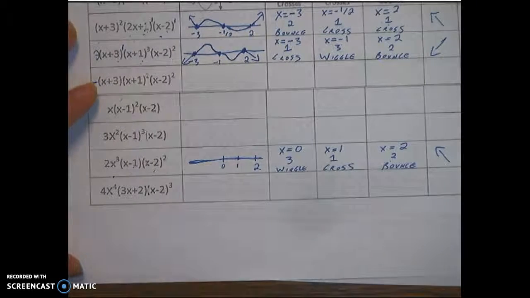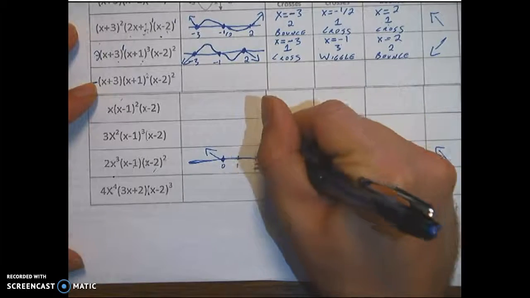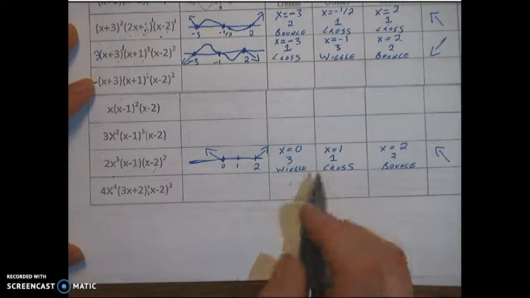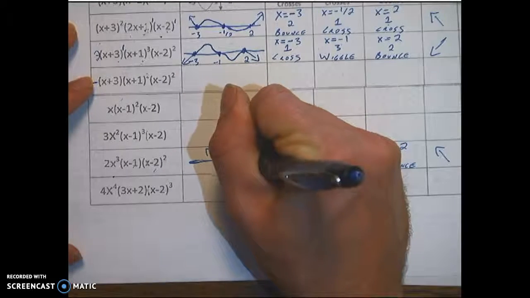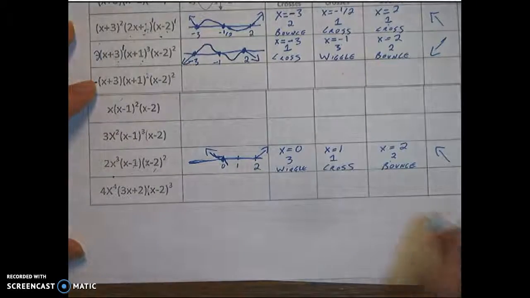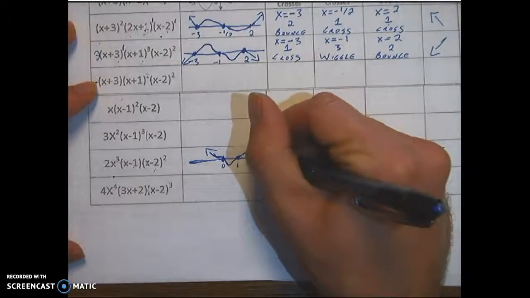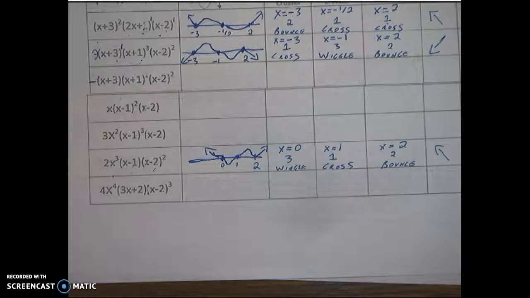And I know that it's going up to the left and up to the right. At 0, it's going to wiggle. So I'm going to try and make that thing wiggle a little bit as best as I can. Make it cross at 1, and I'm going to make it bounce at 2. And that's how you make these rough sketches. Nobody's expecting you to be a perfect artist, but they're expecting you to be in the right neighborhood, right ballpark.